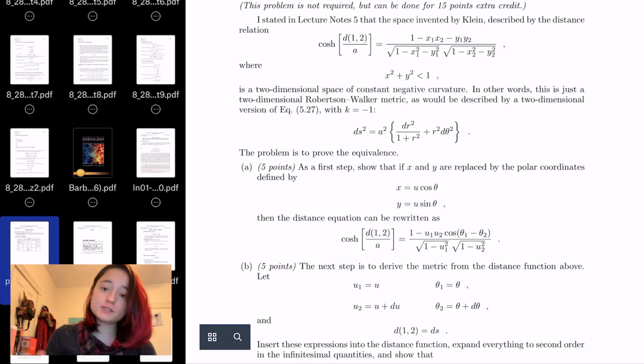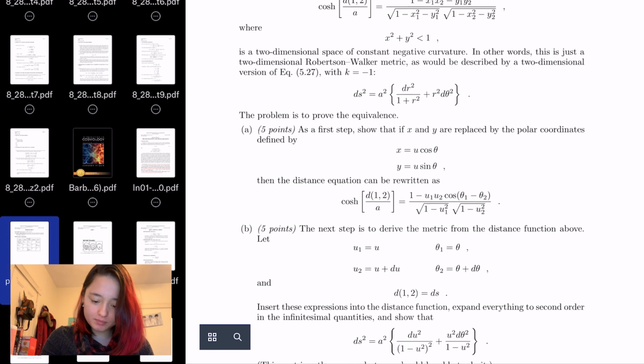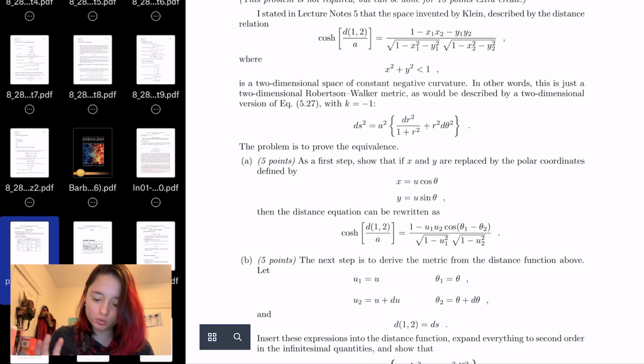It references the lecture notes. Oftentimes classes will do this. It'll be like, oh, I explained this so-and-so equation or concept in the lecture notes. Try and apply what I did there. So we have this that was referenced in lecture notes 5, it says. And it says the problem is to prove the equivalence between those two equations.